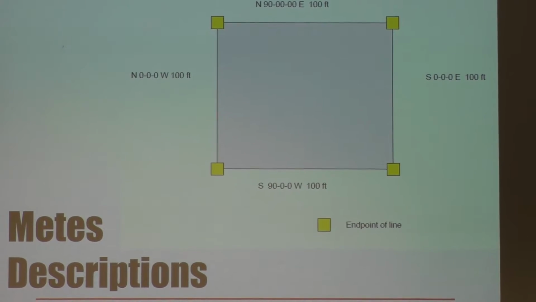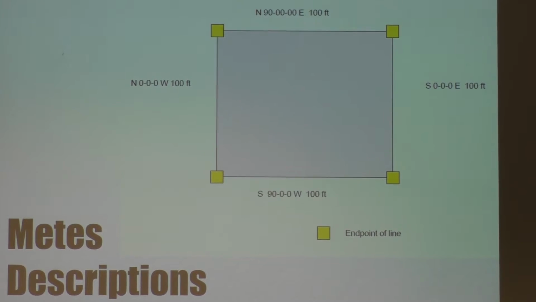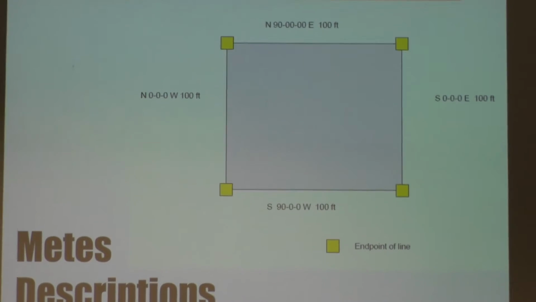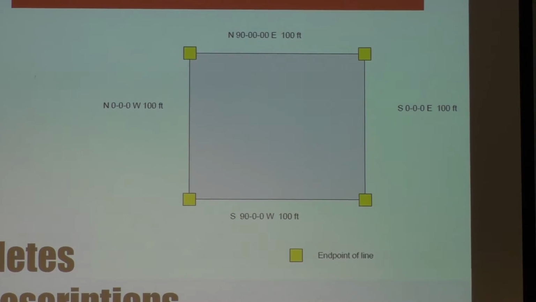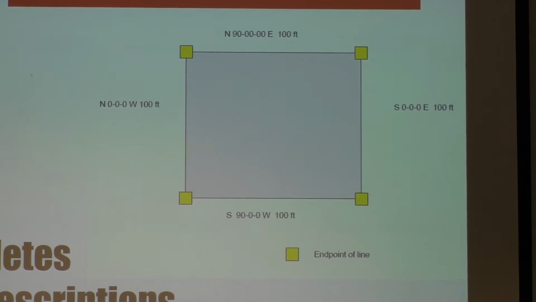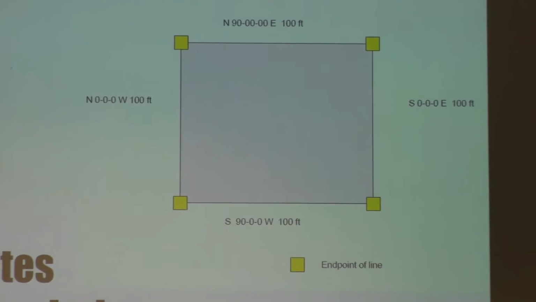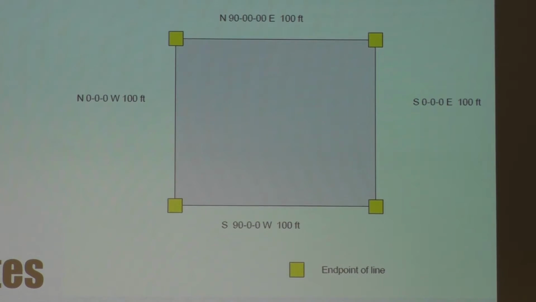What is around the property? What's the edge of the property? The metes is the measurement. It's the directions and the distances. So as they go through it and say, in this case, they start and they go north 100 feet, east 100 feet, south 100 feet, and then back west, back to what they call the point of beginning.